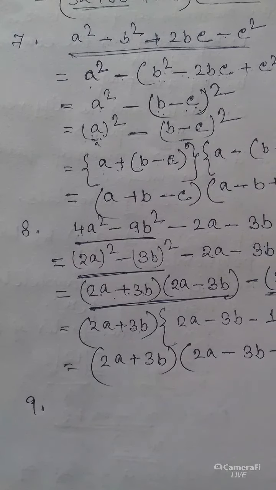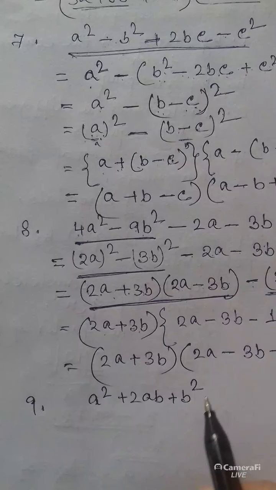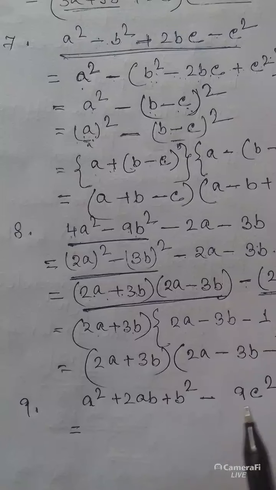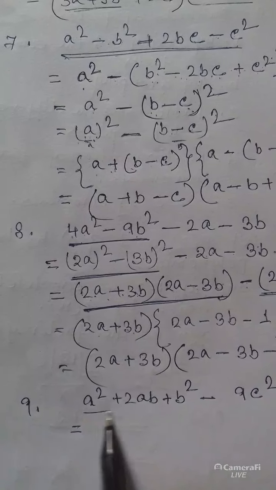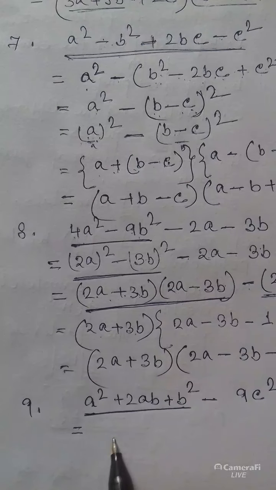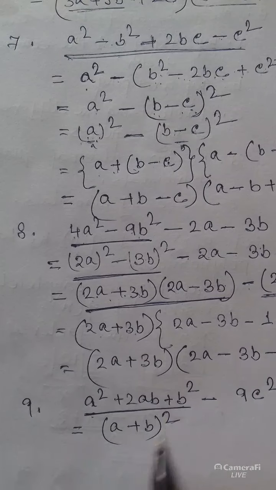a² + 2ab + b² − 9c². Here a² + 2ab + b² is an identity. We have to convert it into a difference of two squares. So a² + 2ab + b² is the formula of (a + b)². This is the identity: (a + b)² means a² + 2ab + b².